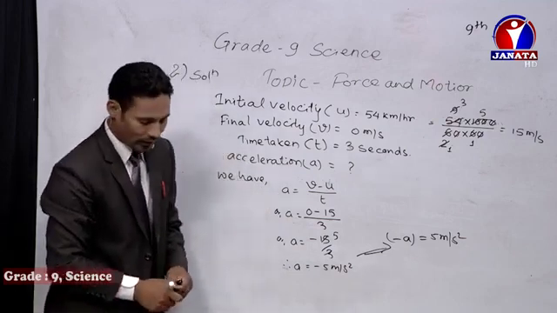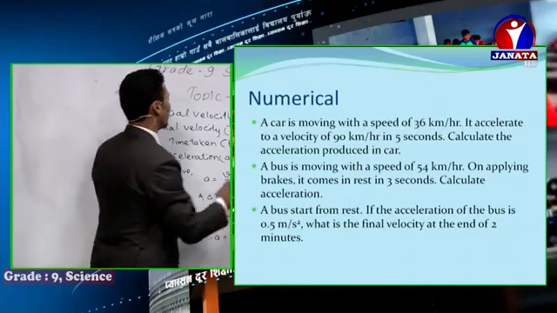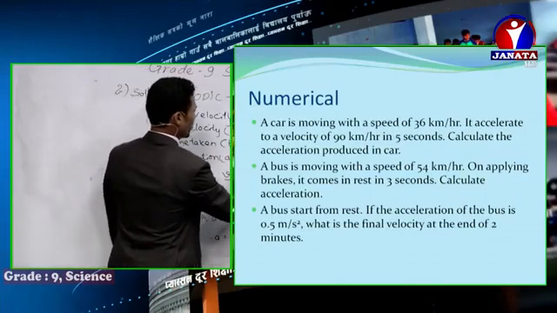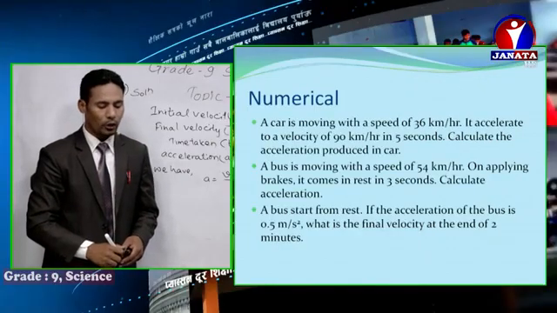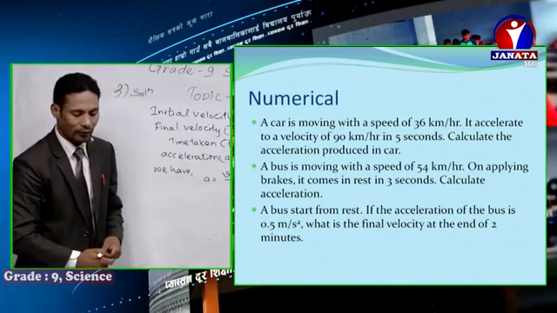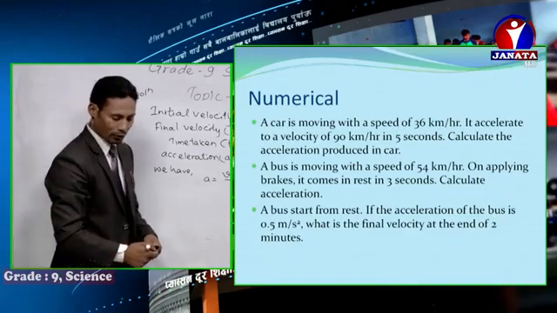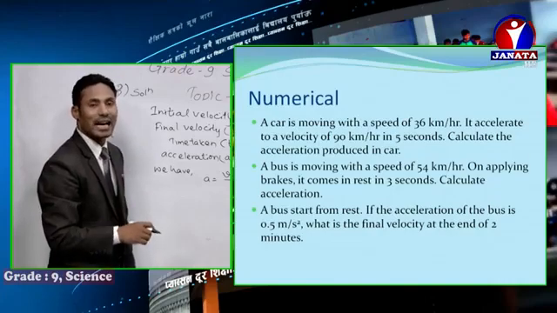Okay, and one more numerical problem is there. Let me draw this, for this question number 3. So let's read the question. A bus starts from the rest. If the acceleration of the bus is 0.5 meters per second square, then calculate the final velocity at the end of 2 minutes. Okay, so initial velocity is given because the bus starts from the rest.